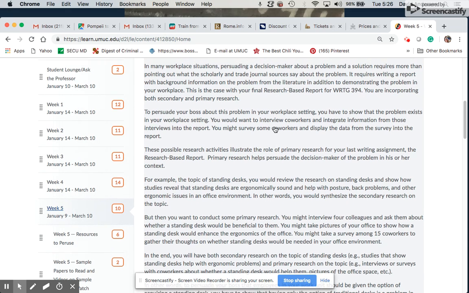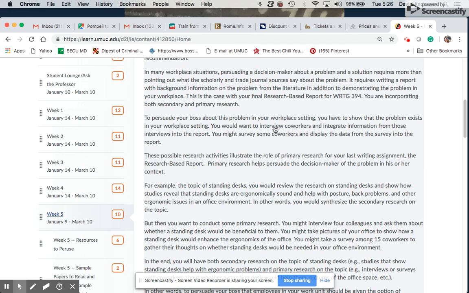As this description shares with you, primary research is that firsthand understanding. I love this description because it talks about a topic, workplace seating in general, and gives a scenario where scholarly research on the topic really isn't going to hit home for the decision maker. What you really need for that type of topic is primary research.